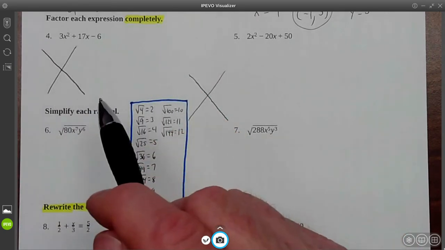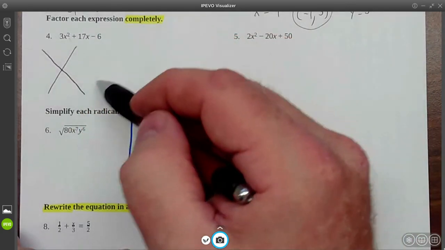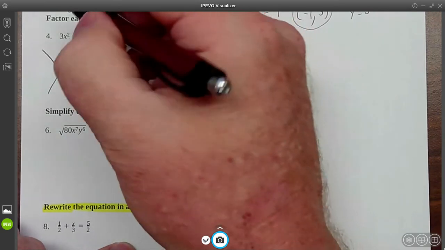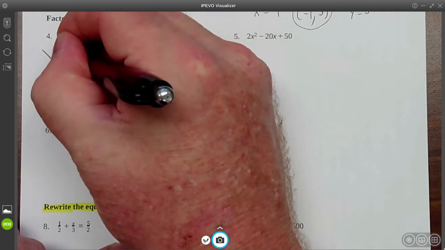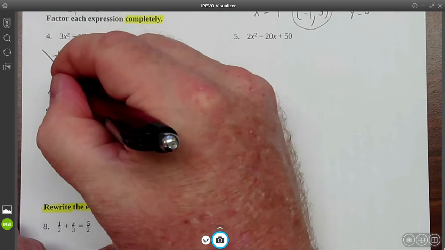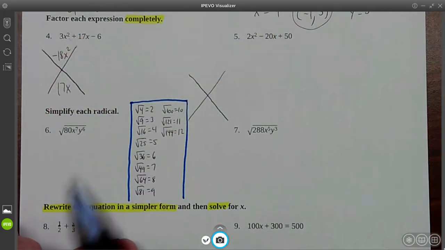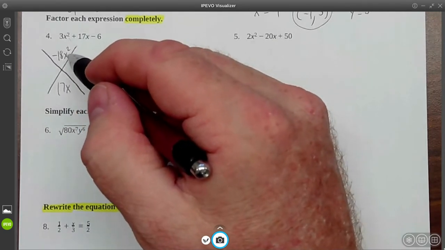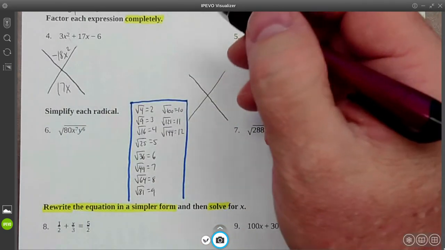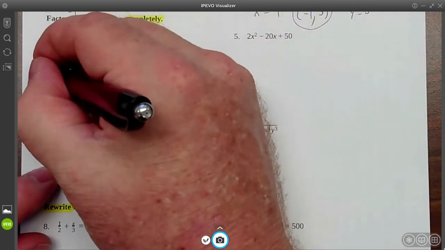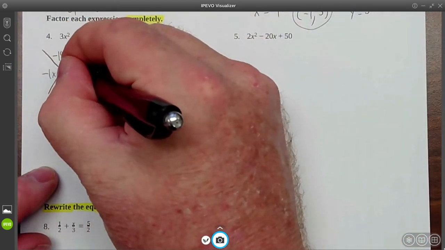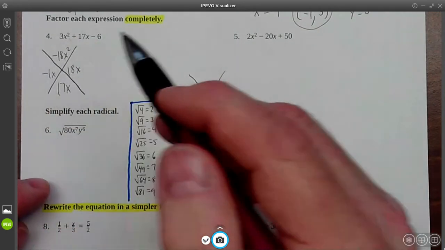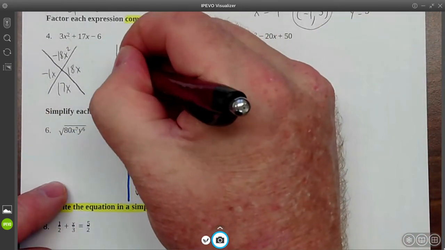So this is our diamond. I just did the x. I didn't really make the whole diamond. But 3x squared times negative 6, multiply them together. That goes in the top. The middle number goes in the bottom. So you're looking now to put numbers on the sides. They have to multiply to get negative 18x squared and add to get 17x. So let's go with negative 1x and 18x. They multiply to get negative 18x squared, and they add to get 17x. Now we can do our rectangle.